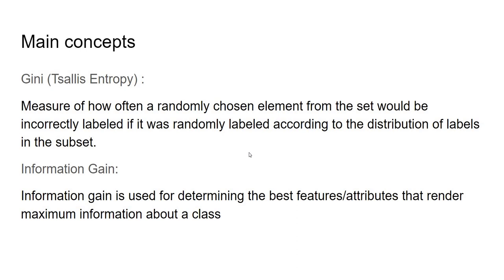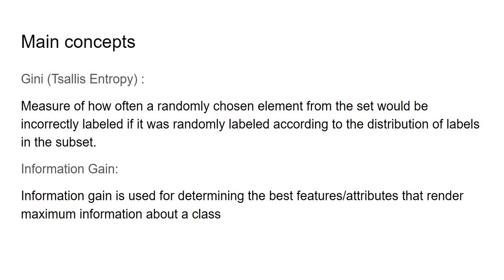Now, decision tree algorithm stands on two core concepts, which is entropy and information gain. To be precise, entropy in this case we'll be using Gini, which is slightly different than entropy, but the main purpose of Gini and entropy is nothing but to measure the randomness. So the measure of randomness is entropy.